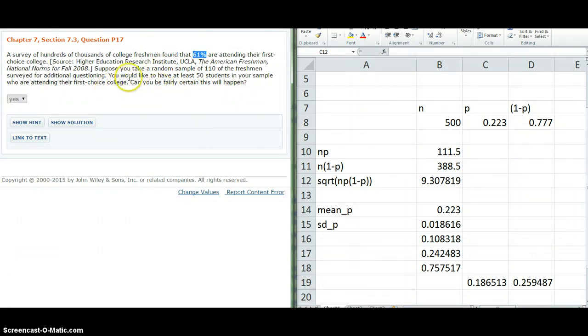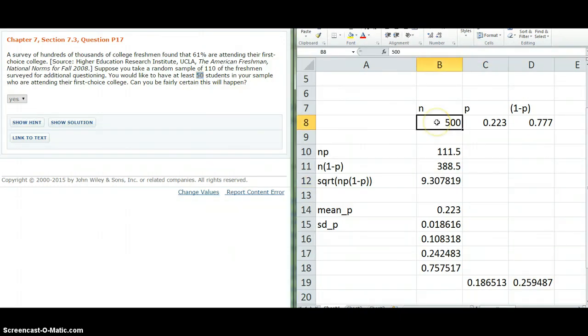So maybe we're going to do some comparison between those who are attending their first choice and those who are not, and looking at retention rates between the two groups, if they're different, GPAs, things like that. It would actually be pretty interesting, but we want to make sure we have enough who actually are attending their first college choice. So can we be assured that we'll get at least 50 students, or can we be reasonably confident? So we have to go through a proportional distribution here.